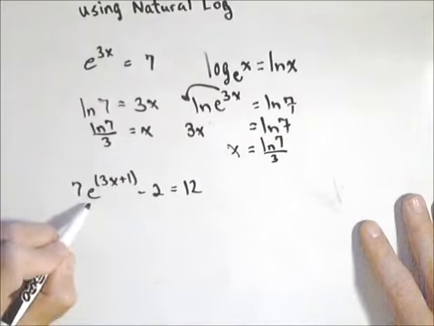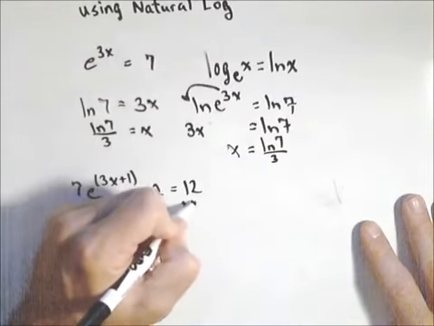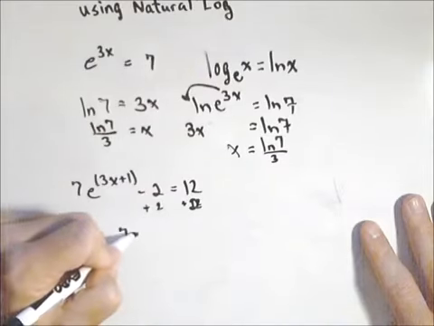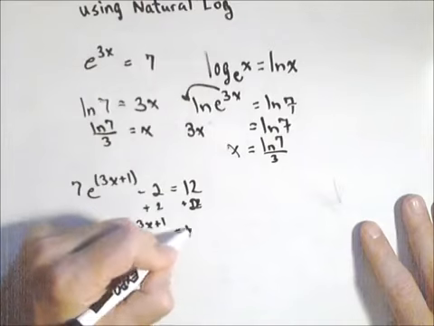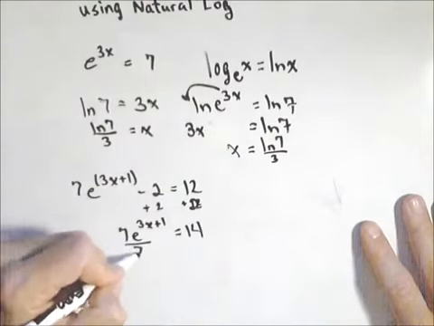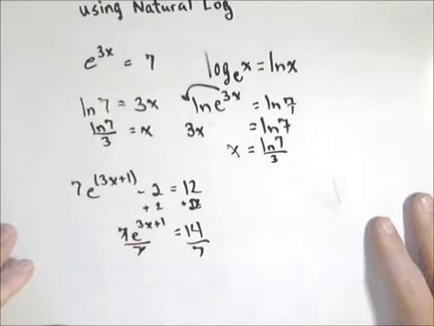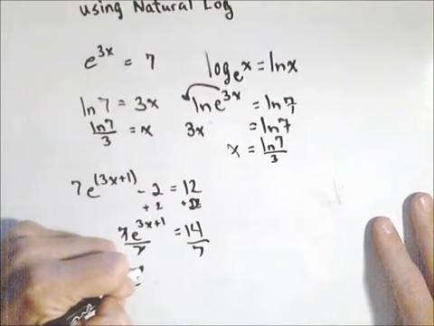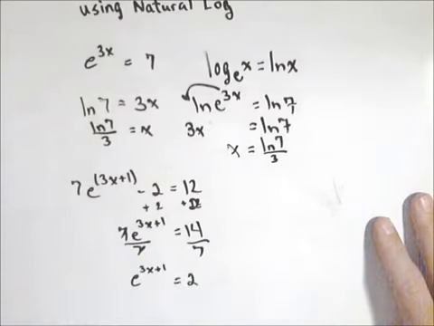We want to isolate the exponential piece first. So we might go ahead and add the 2 to both sides. So we have 7e to the 3x plus 1 equals 14. Now we're going to divide both sides by 7. So right now we're just using normal equation solving techniques. So we have e to the 3x plus 1 equals 2.